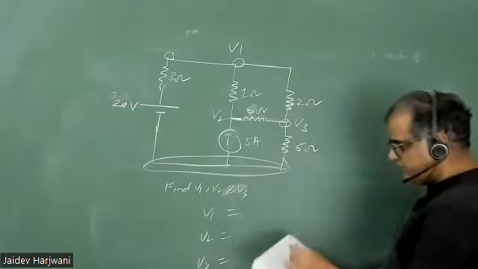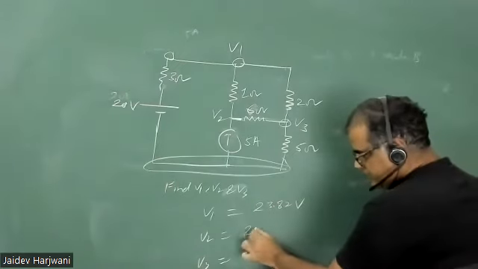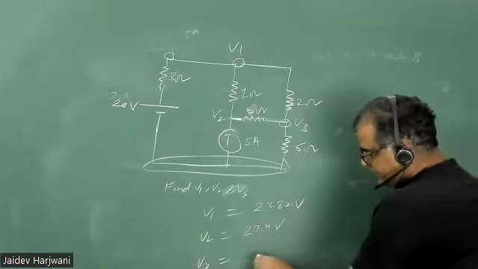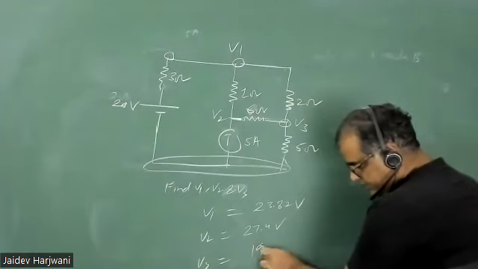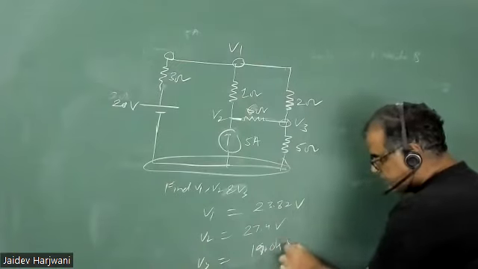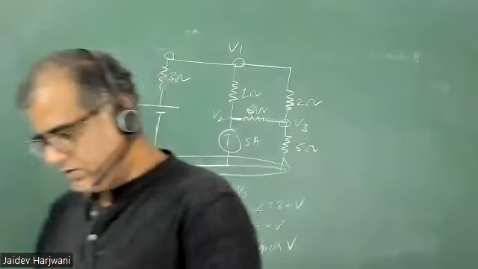So V1 is 23.82 volts. V2 is 27.4 volts, and V3 is 19.04 volts. Okay, so this is your homework.